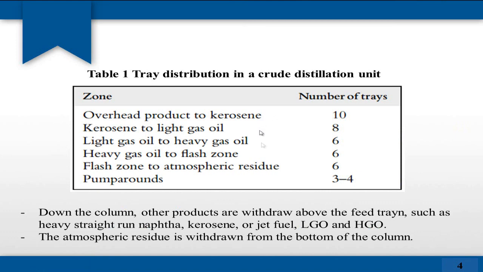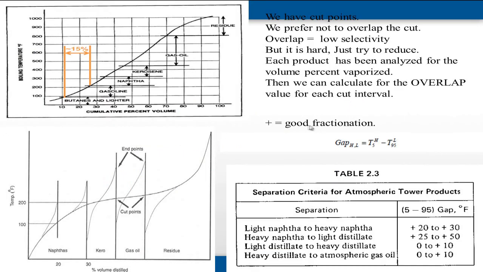Well, typical designs have the tray distribution between products as shown in this table. I mean, if you would like to have kerosene and gasoline separate, you may need many trays for that. In general, we have cut points, and this is what you know from the first 3 chapters. We have the cut points for each product.